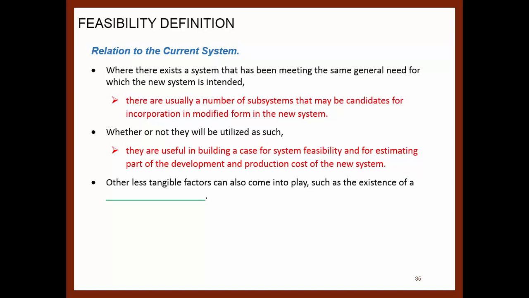Whether or not they will be utilized as such, they are useful in building a case for system feasibility and for estimating part of the development and production costs of the new system. Other less tangible factors can also come into play, such as the existence of a support infrastructure, and this is what I'm referring to with the electric cars. Do we have the support infrastructure to help in the use of this system?